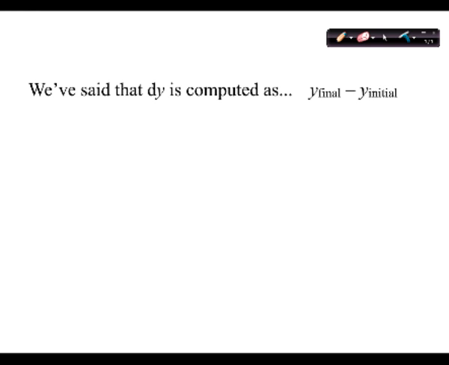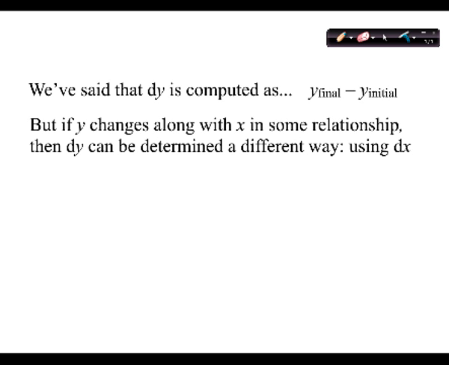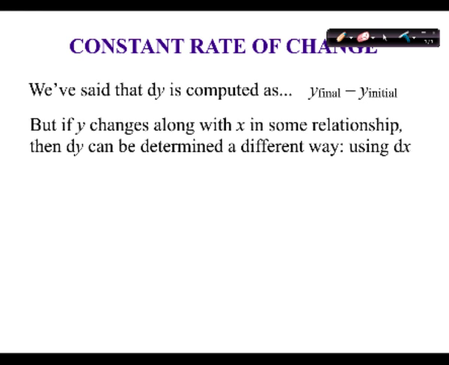Okay, so we could say that dy is computed as y final minus y initial. But if y changes along with x in some relationship, dy can be determined in a different way using dx. You said dy equals m dx. What does that imply? Constant rate of change, right?